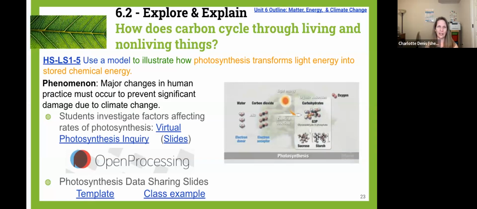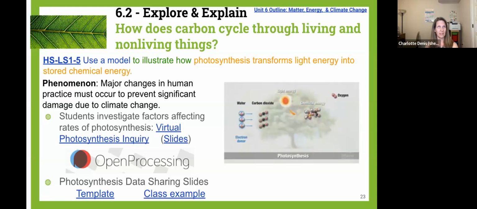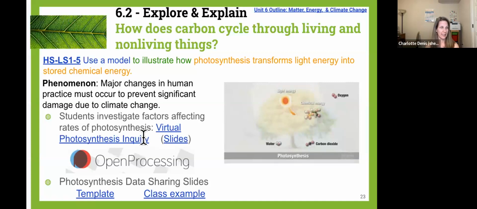Some of you, if you've been around for a while, may remember that we used open processing for the predator-prey simulation. So it's the same kind of setup. And the person who wrote this code for us was the Oregon Science Teacher of the Year a couple of years ago, Jason Galbraith from Sunset High School. He was the one who represented Oregon in the Math and Science National Teacher of the Year competition, I guess. And so he wrote the code that allows us to investigate photosynthesis in a virtual way.